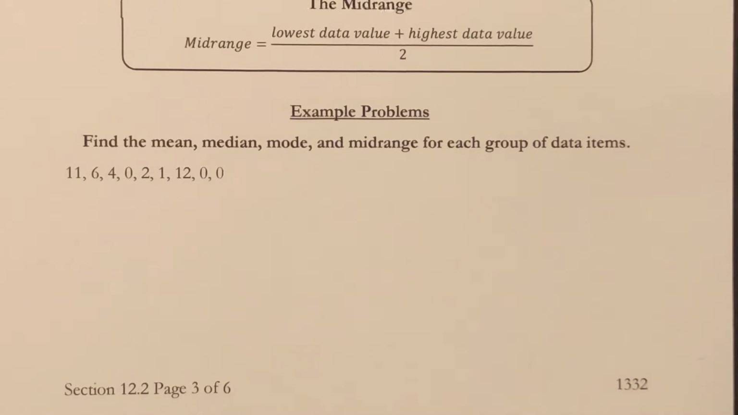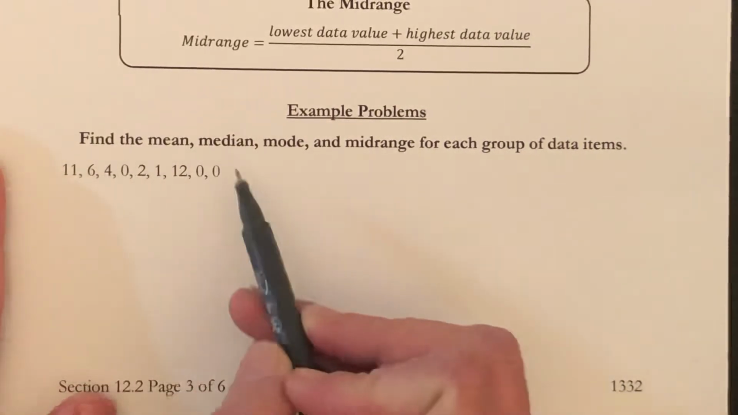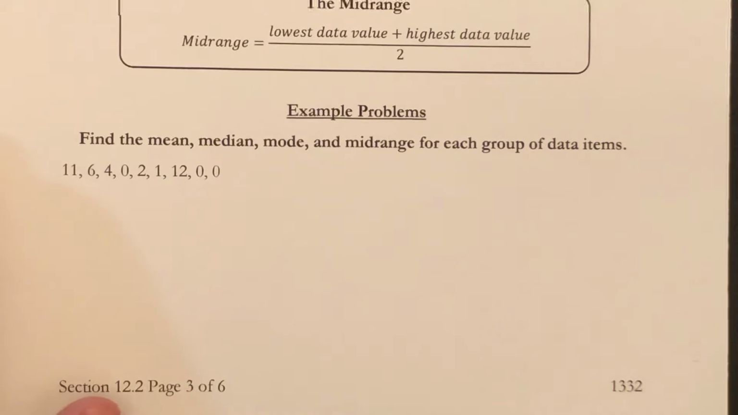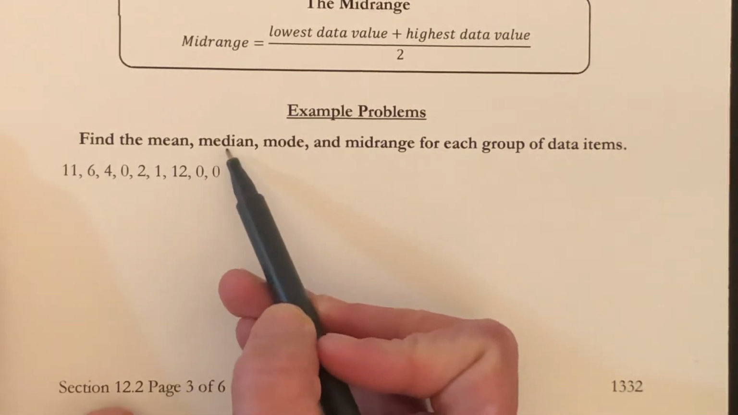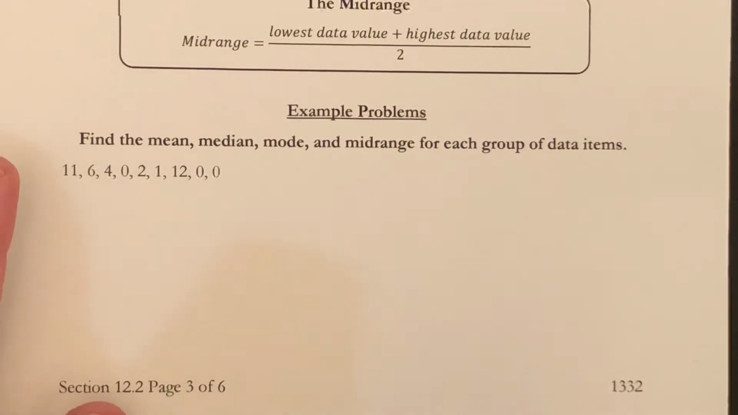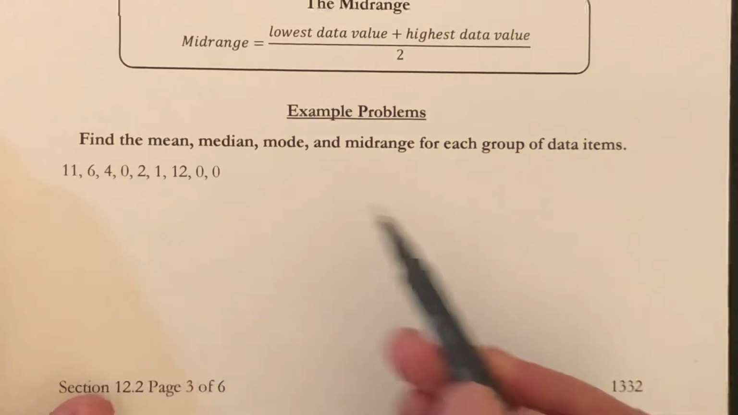And then we're going to move on to where we're pulling the data off of a histogram or a stem and leaf plot or something else like that. But we're going to be doing the same thing over and over again. Okay? So we want to find the mean, median, mode, and mid-range for each of these data items. How you approach these, the order you do them in, that's up to you. One thing, since both the median and the mid-range require that you at minimum know the largest and the smallest, I generally start off by just putting them in order.